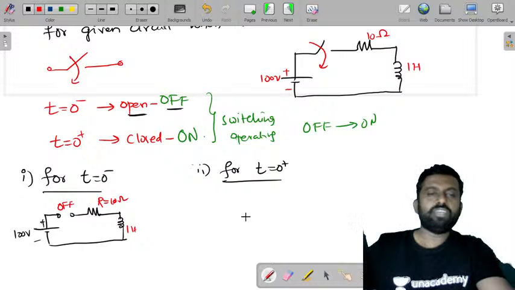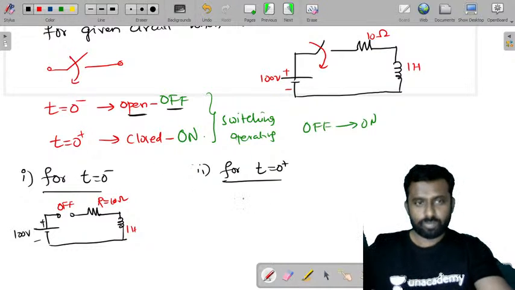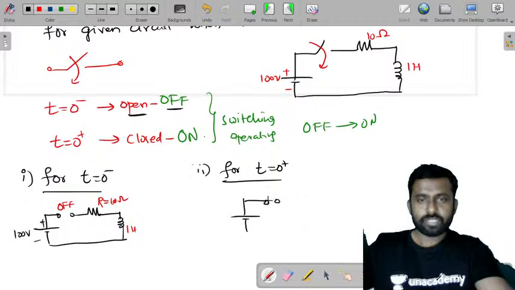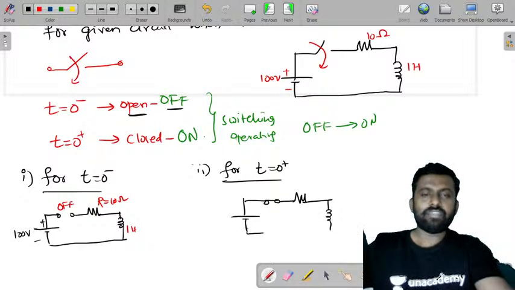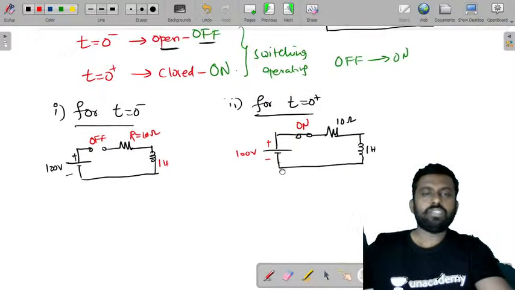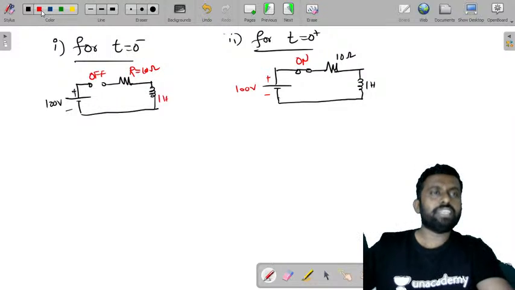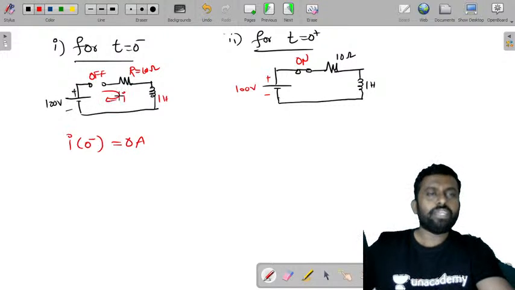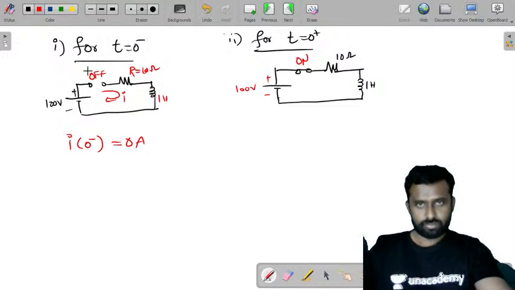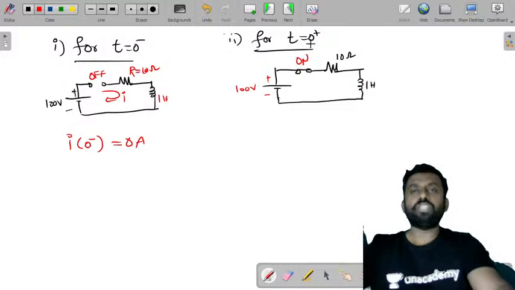Now let's also try to draw at t is equal to 0 plus. At t is equal to 0 plus, the switch is on and there is a resistor and there is an inductor. We'll try to analyze what happens to this inductor. Now we can say this is on and this is 100 volts. Just look at this and write what is the current I of 0 minus. Current I of 0 minus is 0 amperes because there is no current, because it is off.